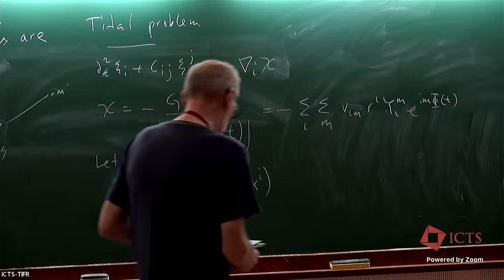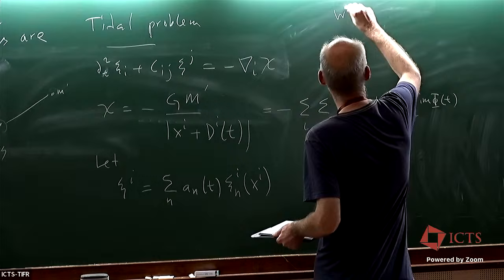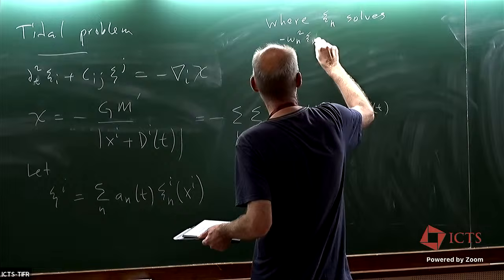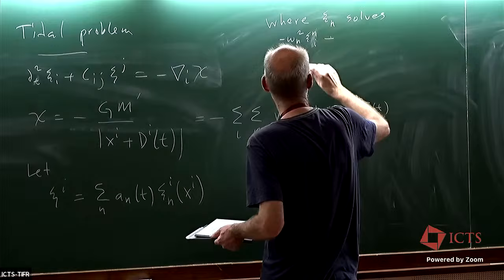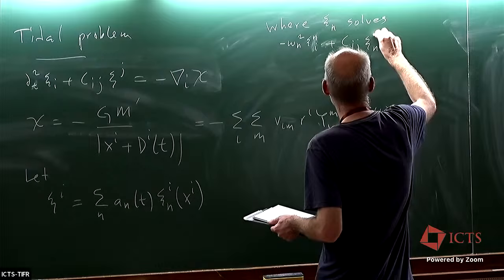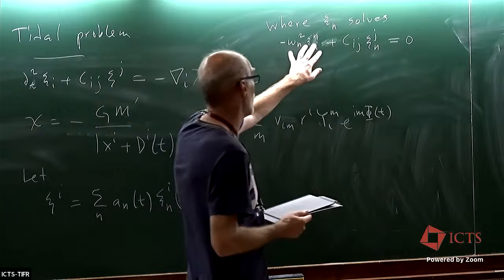So also, we know that the xi_n's solve minus omega_n squared psi_n, let's do it like that. Be a bit liberal with where the n sits. It's not an index, it's just a label, okay? So just to keep it out of the way. You know this, right? And so in this equation for the modes, I can just put minus omega_n squared psi_n instead of that guy, okay?